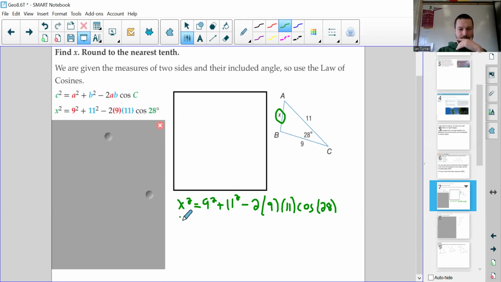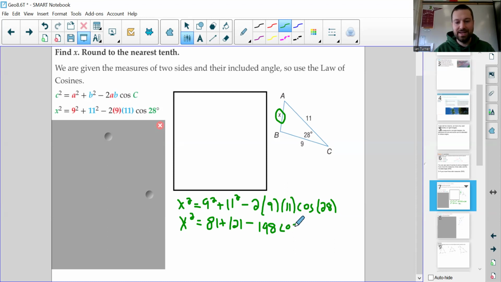And we're gonna get x squared. Man, I might have to get out a calculator. I can do these ones. Equals 81 plus 121 minus, actually, I might need a calculator for this. Hold on. Okay, 2 times 9 times 11, so 18 times 11. Okay, so hold on. Let me talk you through this. So we get 198 times the cosine of 28.